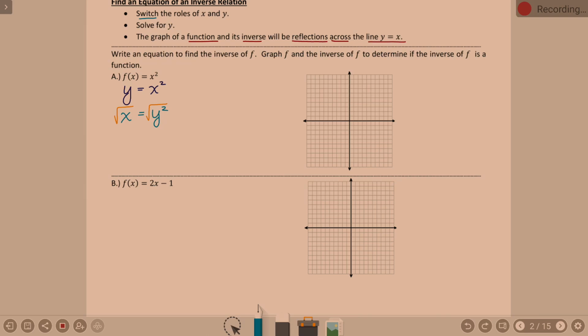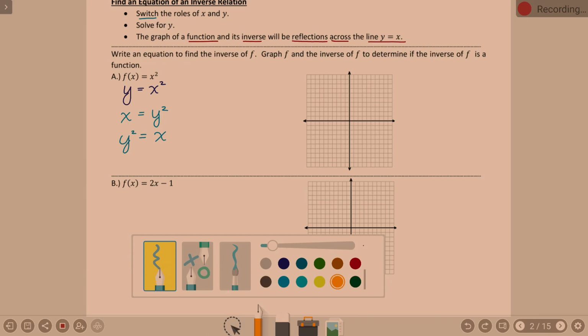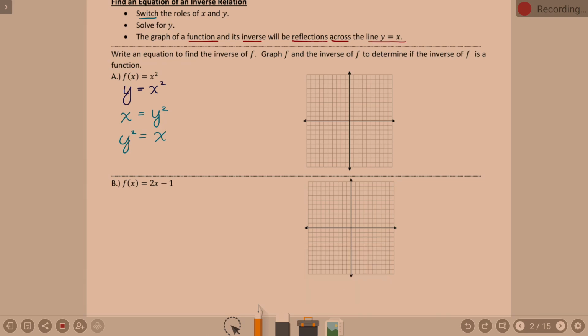I should have written out, I'm going to back that up a moment. I think it'll be easier for me to show here. All I did was switch my sides. Y squared equals x, right? Still, in order to get y by itself, we're going to square root. Now, what is the square root of y squared? Y. It's y. Good.